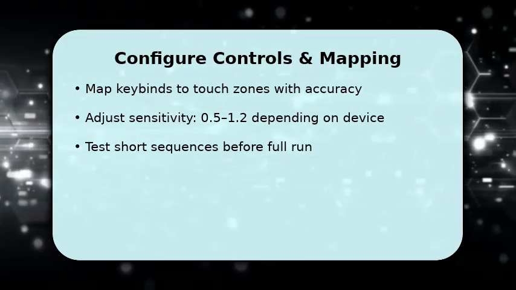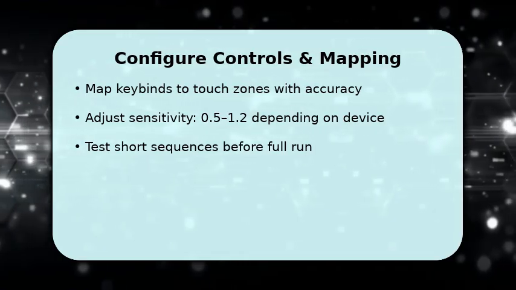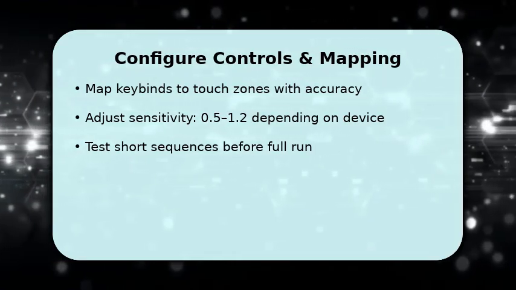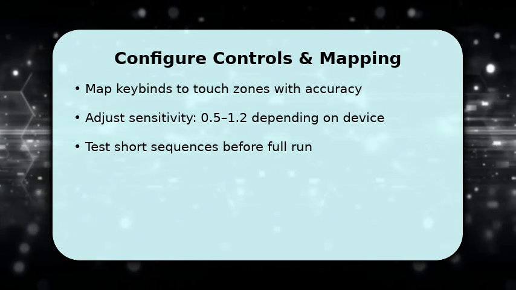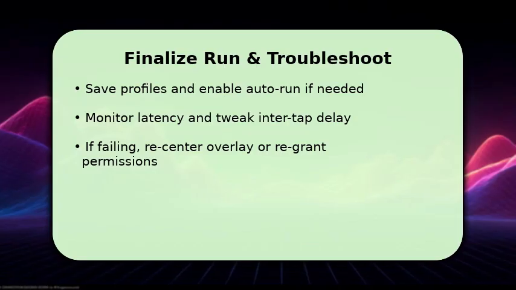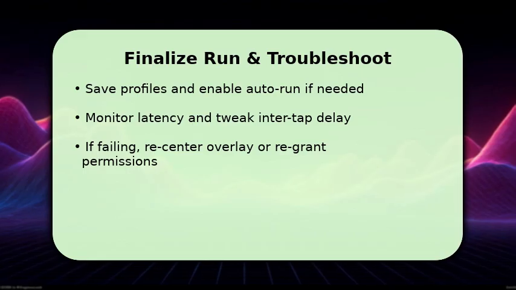After adjustments, run short test sequences to verify timings and tweak delays. If animations or server lag affect timing, slightly increase intertap delays. To finish, save your control profile and enable any auto-run options for repeated tasks. This preserves your setup for future sessions.